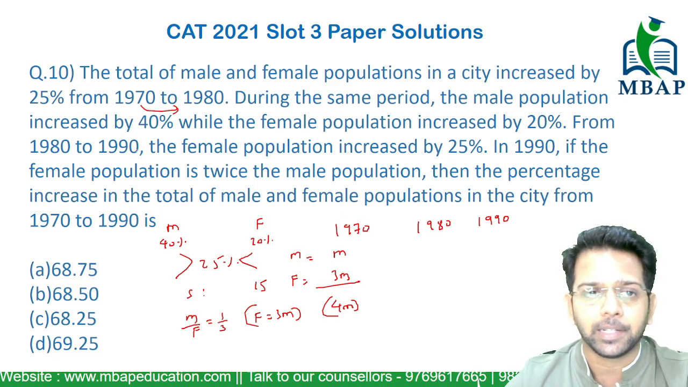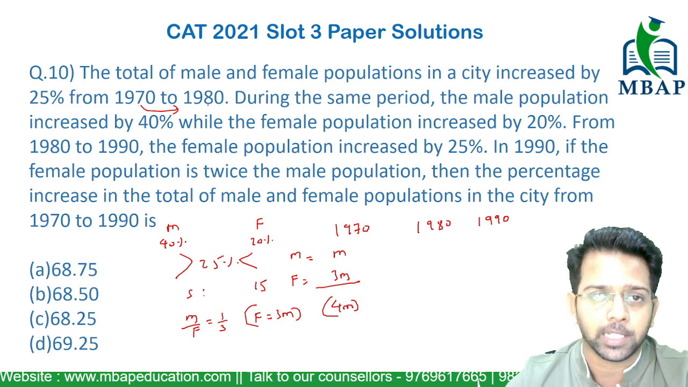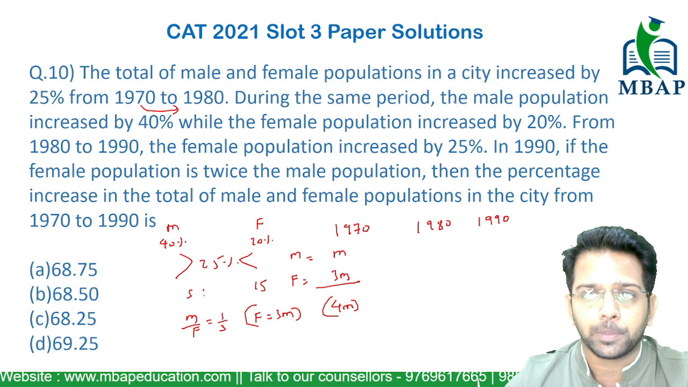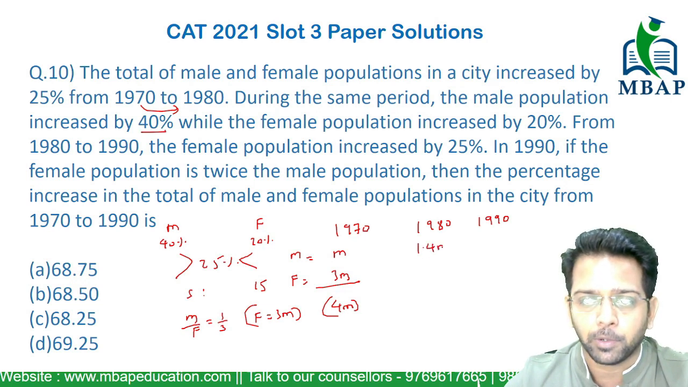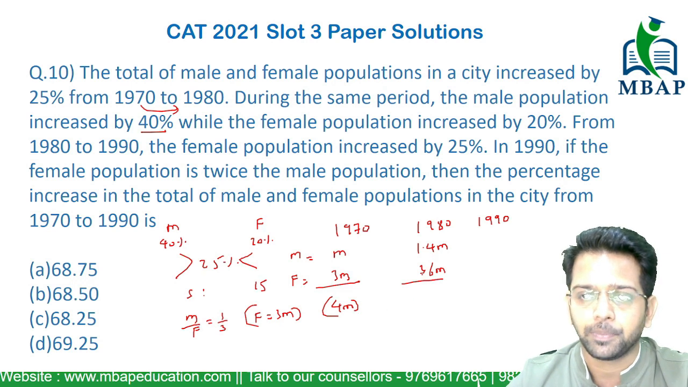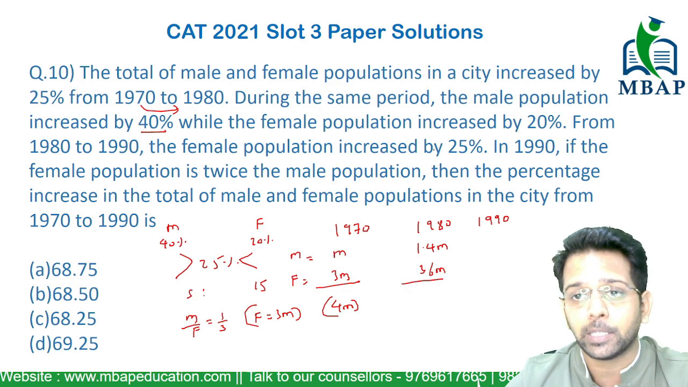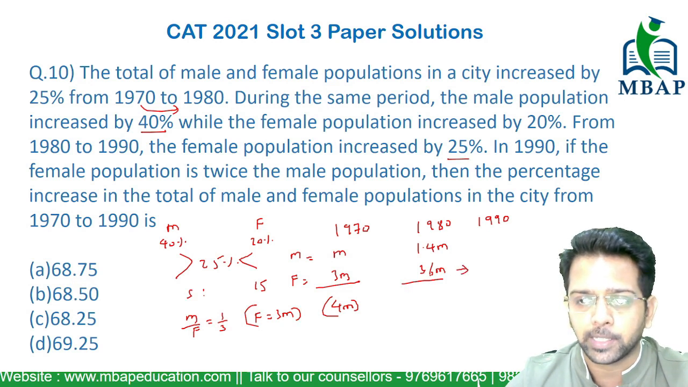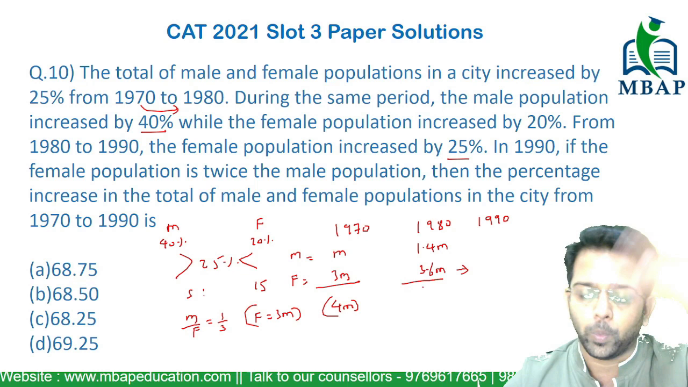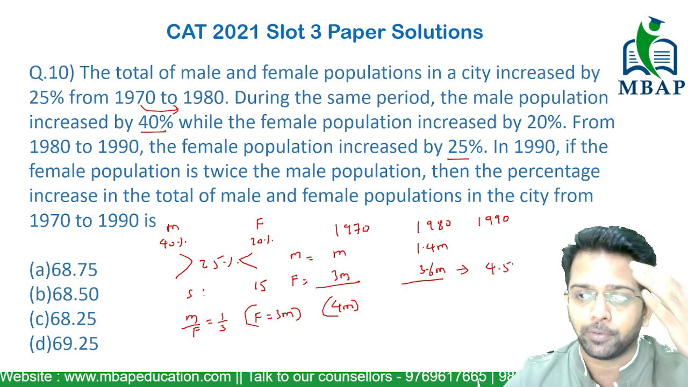From 1970 to 1980, the male and female population together is going up by 25%, has been given to me. Now it has been said male population is growing up by 40%. So this value will become 1.4M. And female population is going up by 20%. So this will become 3.6M. From 1980 to 1990, the female population is increased by 25%. So 25% of 3.6 is 0.9. So this will become 4.5M.